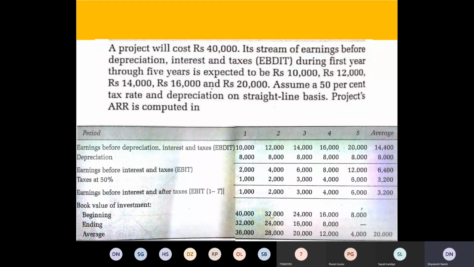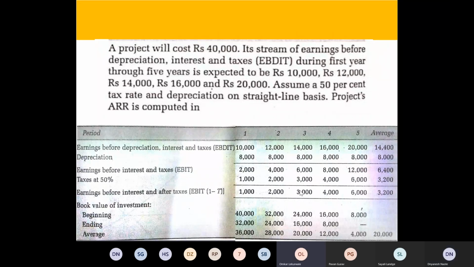At the beginning of the next year the book value of the investment was 32,000. It was reduced by depreciation to 24,000 by the end of the second year. The average value of the investment for that second year will be 28,000. Understood these calculations?